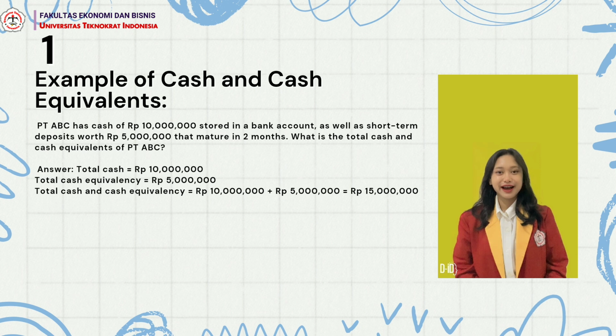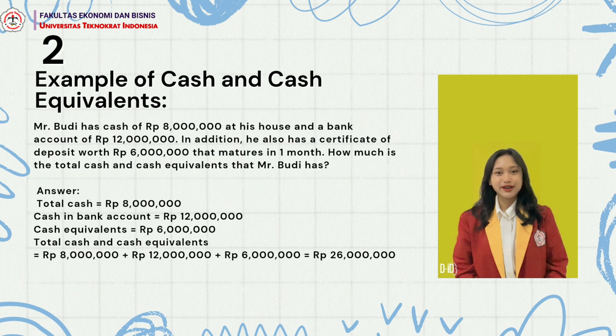To find the total cash and cash equivalents, we add the total cash and total cash equivalents: 10 million plus 5 million, and the result of this addition is 15 million. The total cash and cash equivalents of PT ABC are 15 million. This means that the company has liquid assets worth 15 million that can be used immediately for operational needs or to pay liabilities.